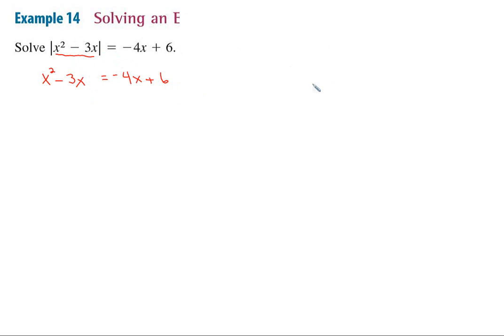Now, the second equation, whatever's inside here remains the same, but you're going to have a negative version of it. So negative, parentheses, x squared minus 3x, is equal to negative 4x plus 6. So here are the two equations that we're going to solve. Let's do the work. Over here, it looks like we've got a quadratic. Let's set it equal to 0.